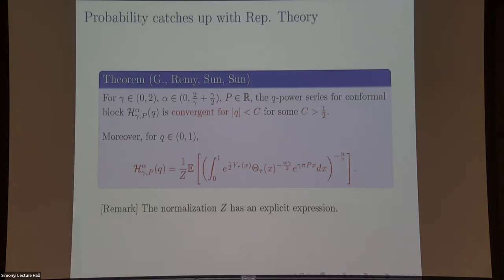Actually, there is a forthcoming work where we were able to extend this constant up to one. But this was the result, and what it brings in are the desired analytic properties of the conformal block, which you can use to study different kinds of asymptotics. One such application I'm talking about in my next slide here.